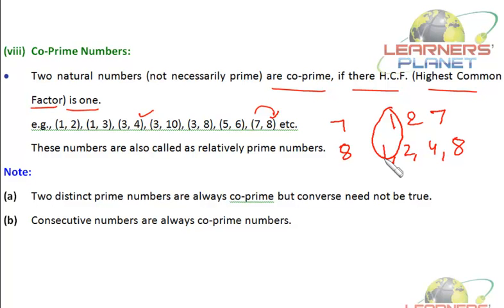So precisely, the definition of co-prime numbers is that natural numbers are co-prime if their HCF, that is highest common factor, is 1. Okay friends, I hope you are clear about co-prime numbers. Two distinct prime numbers are always co-prime, which is obvious since there won't be any common factors except 1 between them. And consecutive numbers are always co-prime. Here we see 5, 6, 7, 8, 3, 4, maybe any other combination like 15, 16. Definitely these combinations will be co-prime numbers.